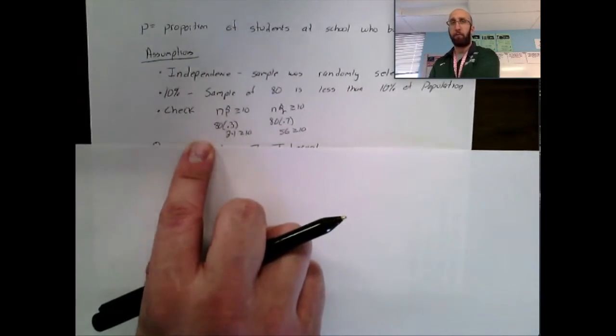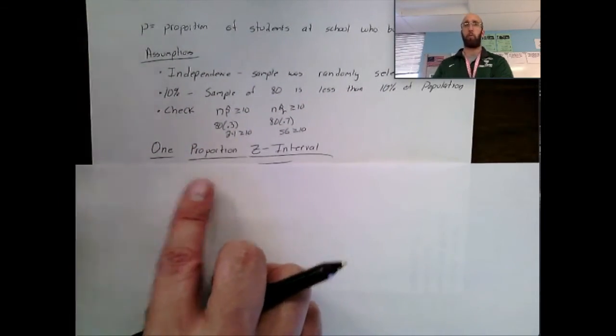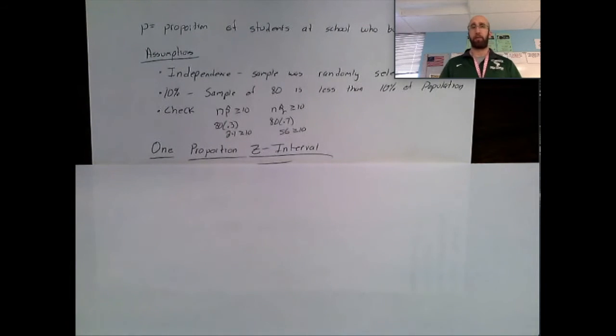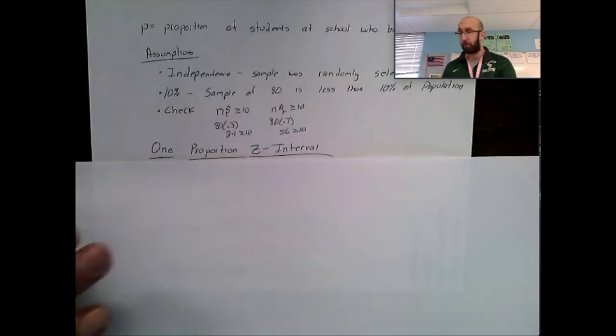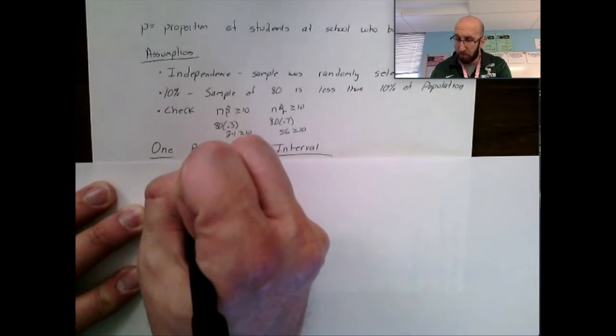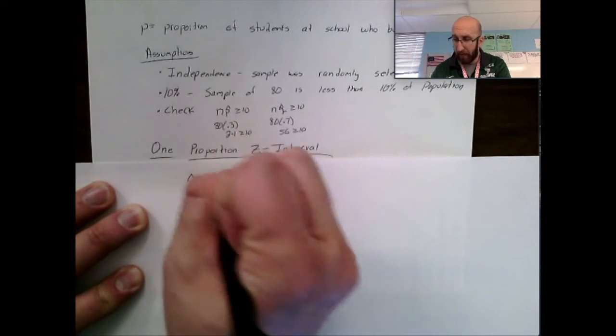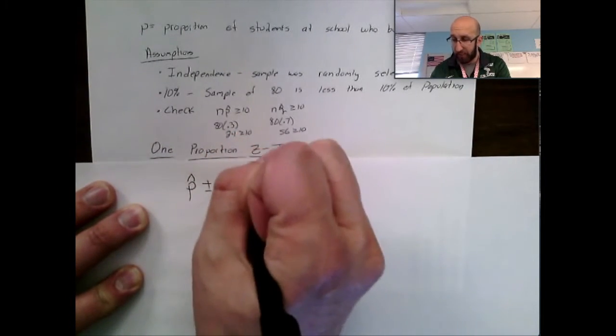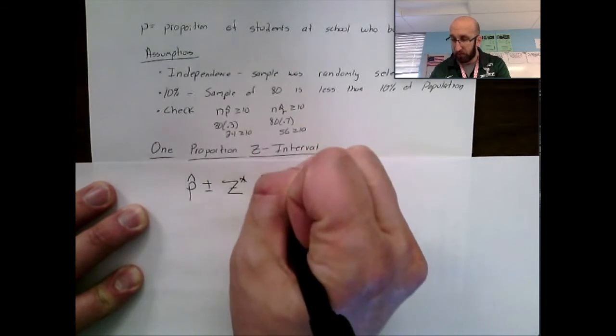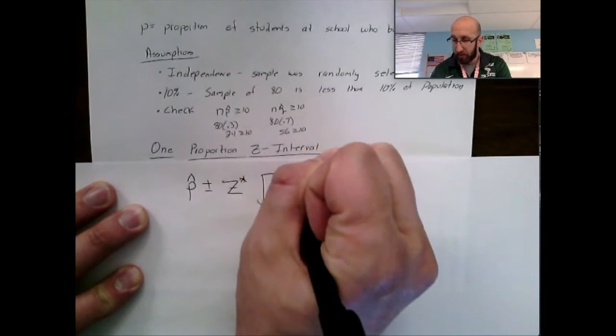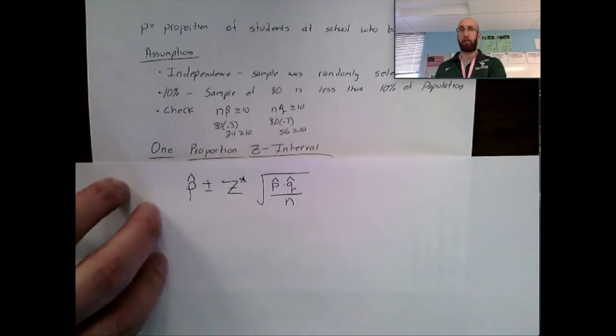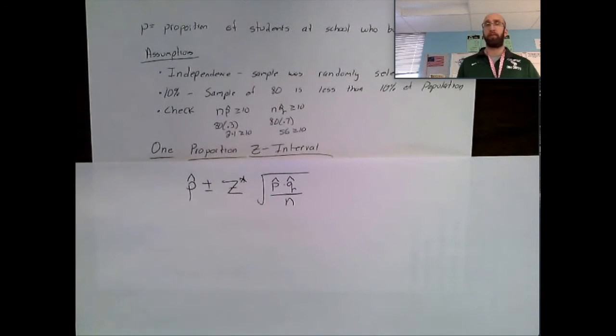That means I can move forward with the type of problem I'm trying to do, which is a 1 proportion z interval. We're doing a 1 proportion z interval. The next piece I did is I plugged in and actually found my formula. Reminder, for a 1 proportion z interval, our formula is p hat plus or minus z star times the square root of p hat times q hat over n. Now, I didn't write out my formula all in symbols. Obviously, I showed it to you here. I just went ahead and plugged all of my numbers in.